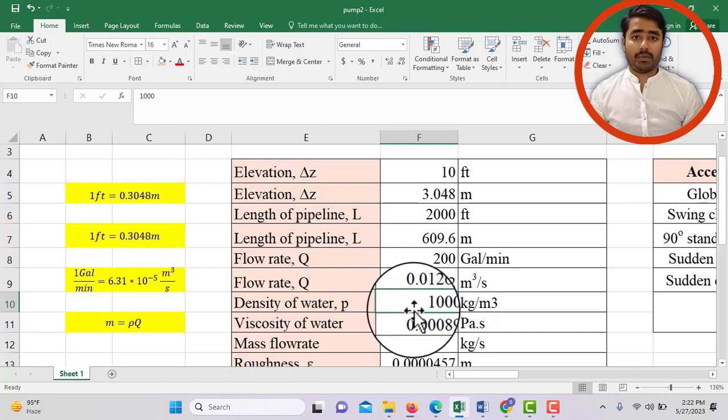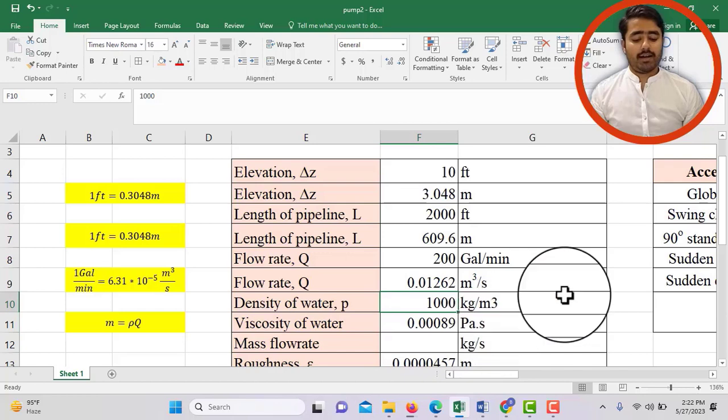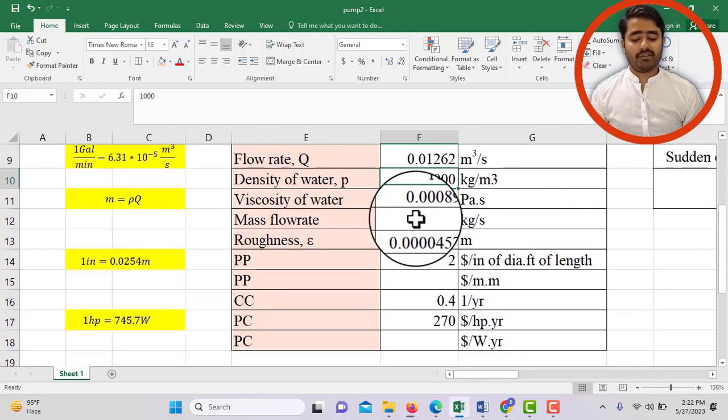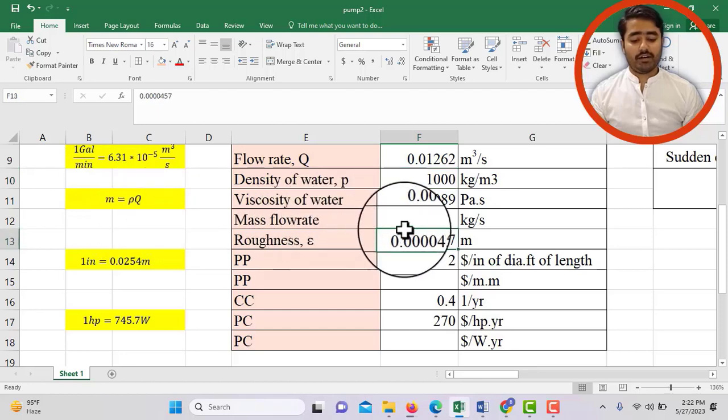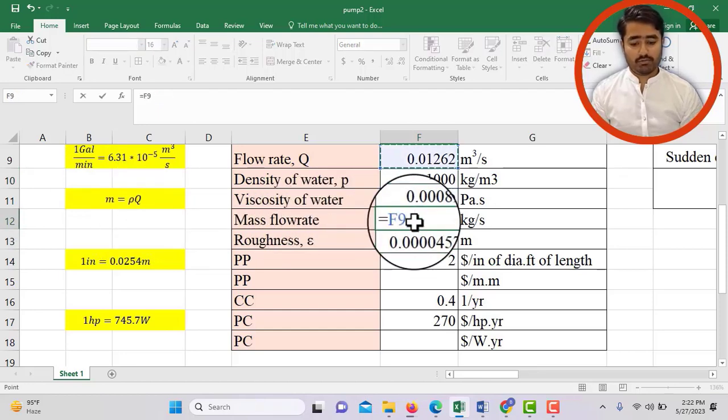Density of the water at room temperature is 1000 kg per meter cube. Viscosity is 0.0089 pascal second. So mass flow rate can be calculated by using this formula, density into volumetric flow rate. I will just multiply these two terms.